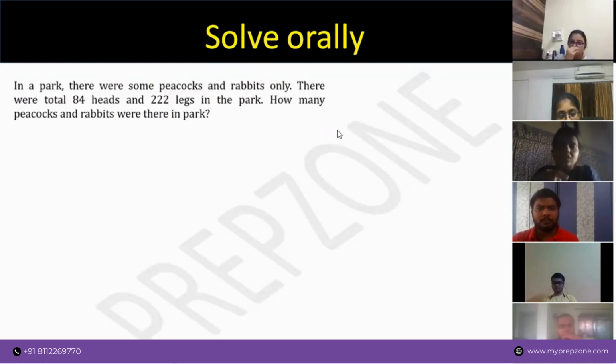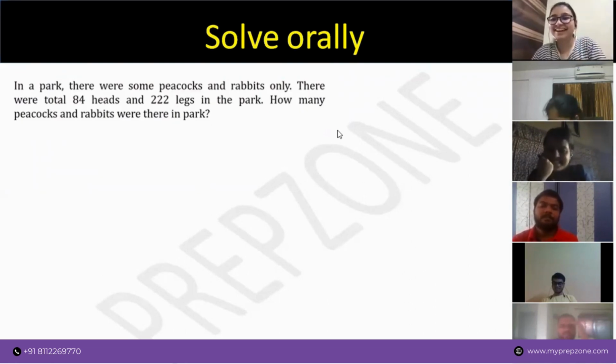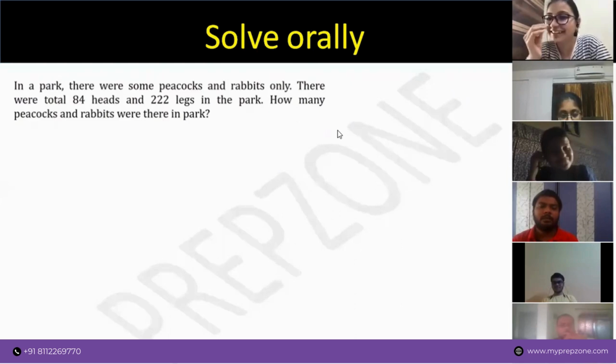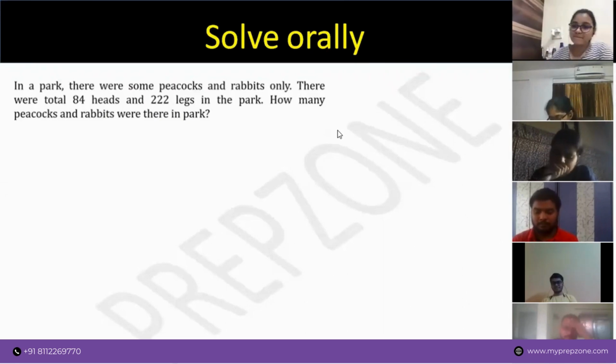So the legs for peacocks will be 2 and for rabbits will be 4. I hope you guys know this, because otherwise, if you assume the peacock has 4 legs and the rabbit has 4 legs, then the total legs has to be a multiple of 4, but here the number is 222, which is not a multiple of 4. Which means you'll think again, there has to be some error, and the only error could have been the peacock's legs.